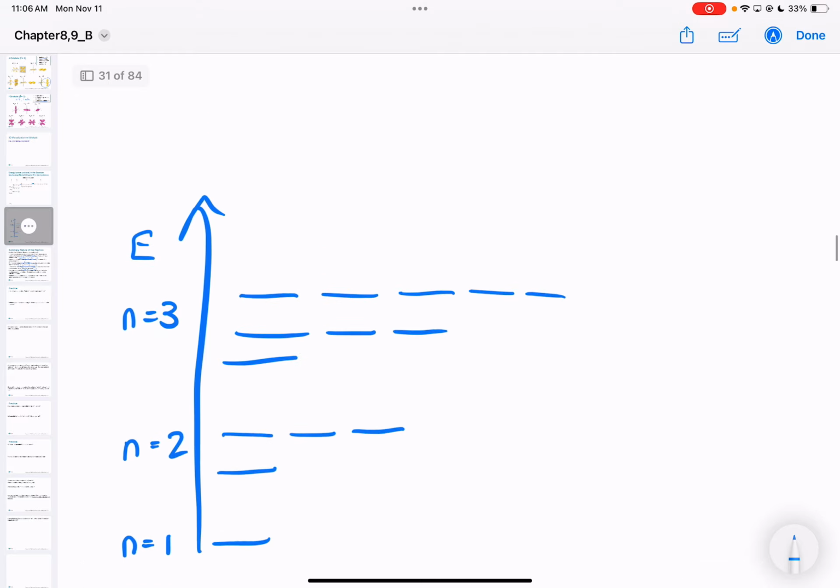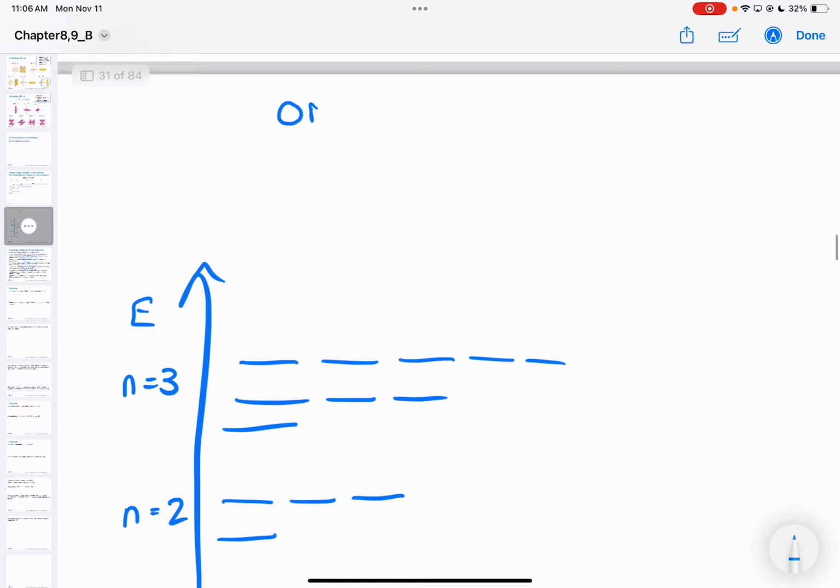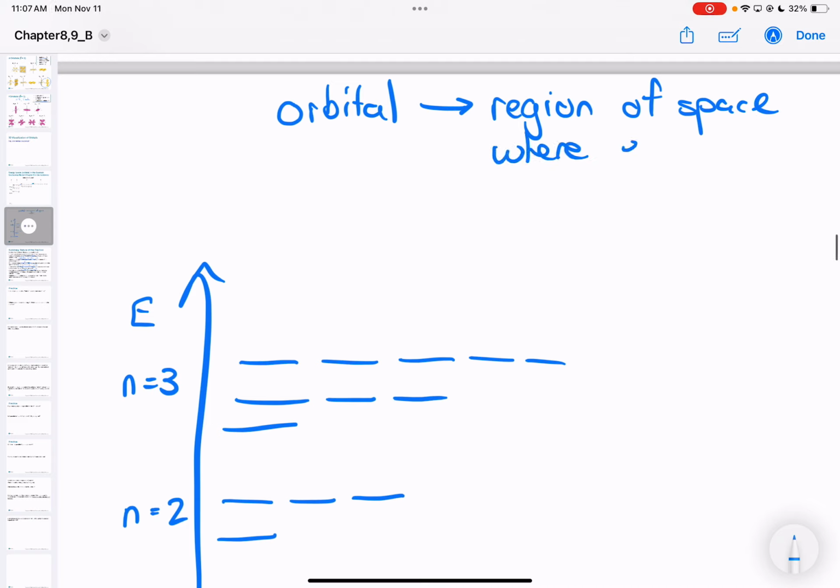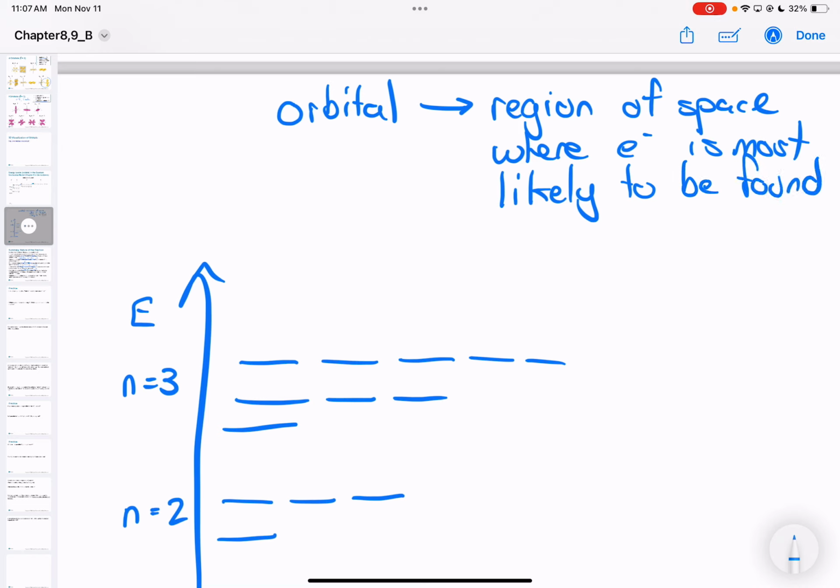And if you're getting lost at all during this point, just keep remembering that an orbital is a region of space where the electron is most likely to be found. Okay, so we define these regions of space and say the electron is going to be in this region. Okay, and that region defines its energy.